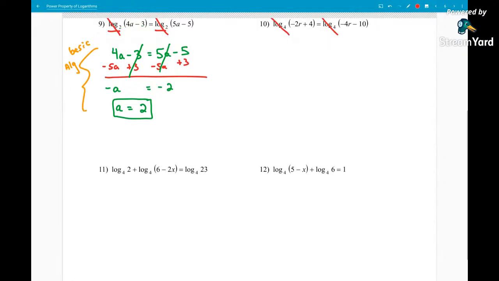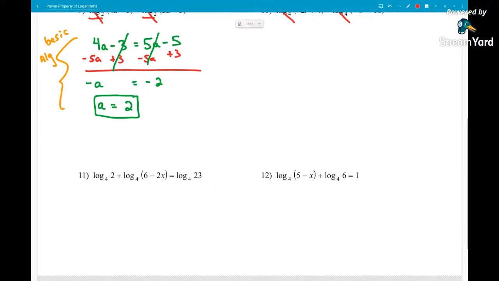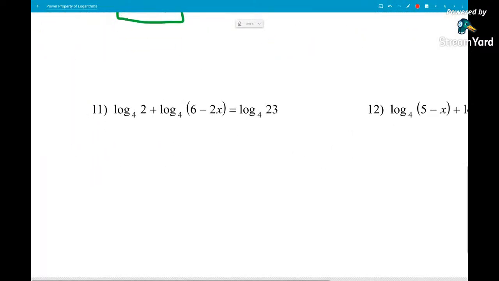Oh, I didn't put the answer up, but check your work. If you want me to check your work, send me an email. I want to move on to the more challenging ones. So number 10, just basic algebra to follow there. Let's go on to number 11.